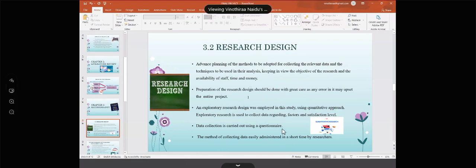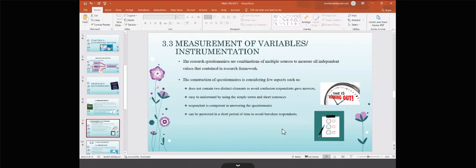My research is mostly based on the exploratory research design, and I will be using the quantitative approach, as I'll be able to collect the data on the factors and the satisfaction level of the consumers who are doing purchase behavior. And I will also be using a questionnaire, most probably Google Form, as it's very convenient and faster. From questionnaires, I can analyze the data and know their response rate faster. So the next is the measurement.